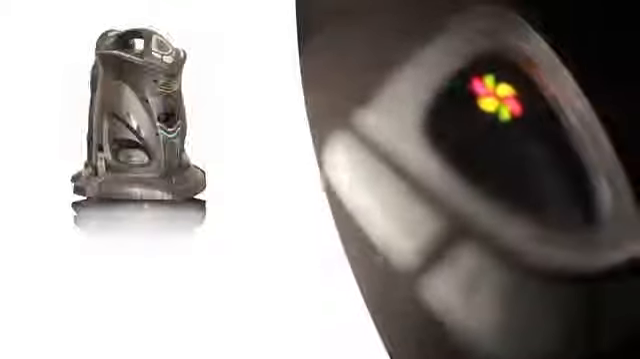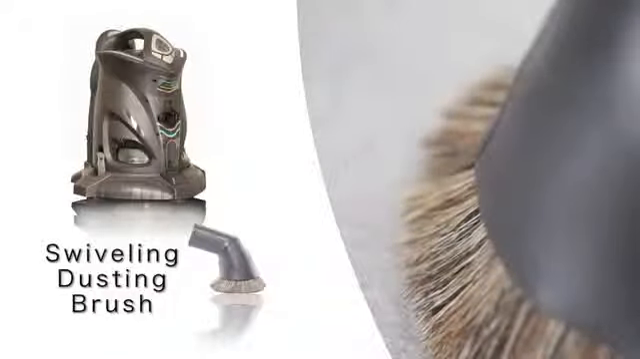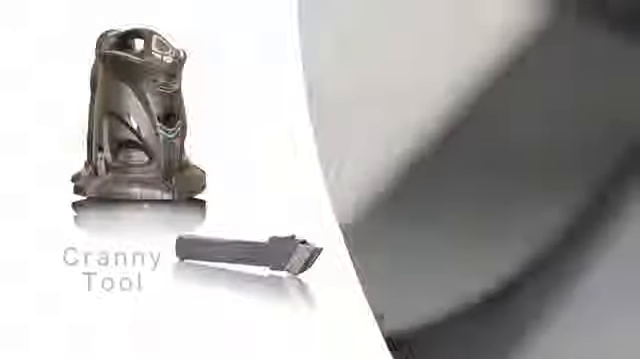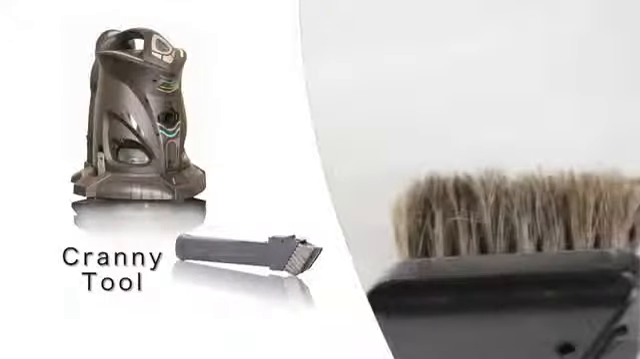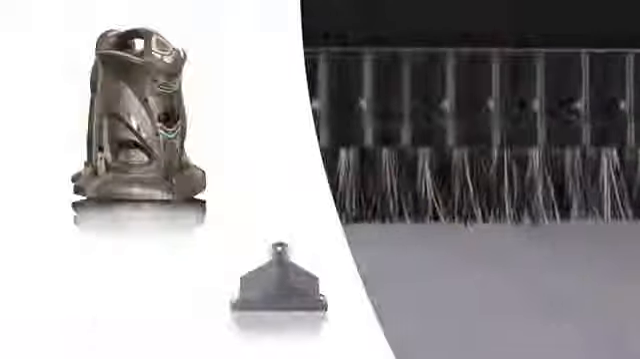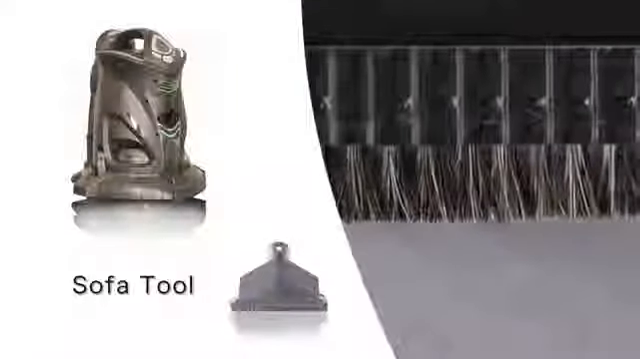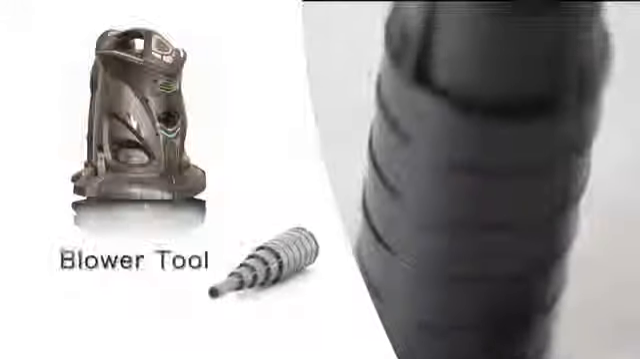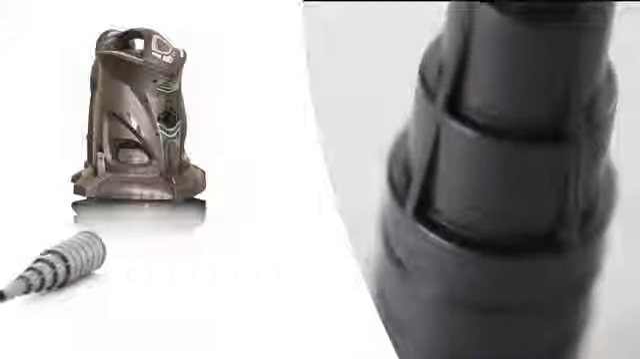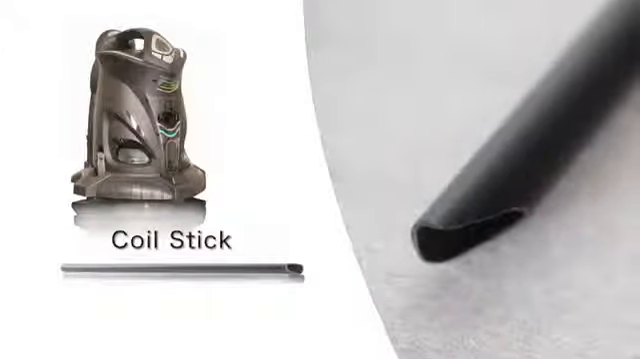To complement your Ritello, we're including a wide range of standard and useful tools, such as the swiveling dusting brush for dust pickup, a cranny tool with an embedded brush head to avoid scratching delicate rails, a sofa tool with removable brushes made out of horsehair, a blower tool to inflate balloons on your special occasion, and a coil stick to clean the hard-to-reach places.